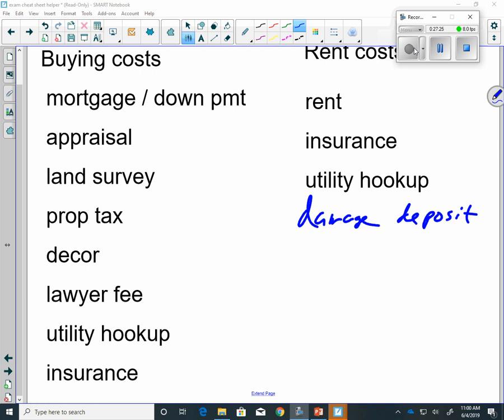You are gaining what's called equity, right? If you sell the home, you get some money back. It's an investment.